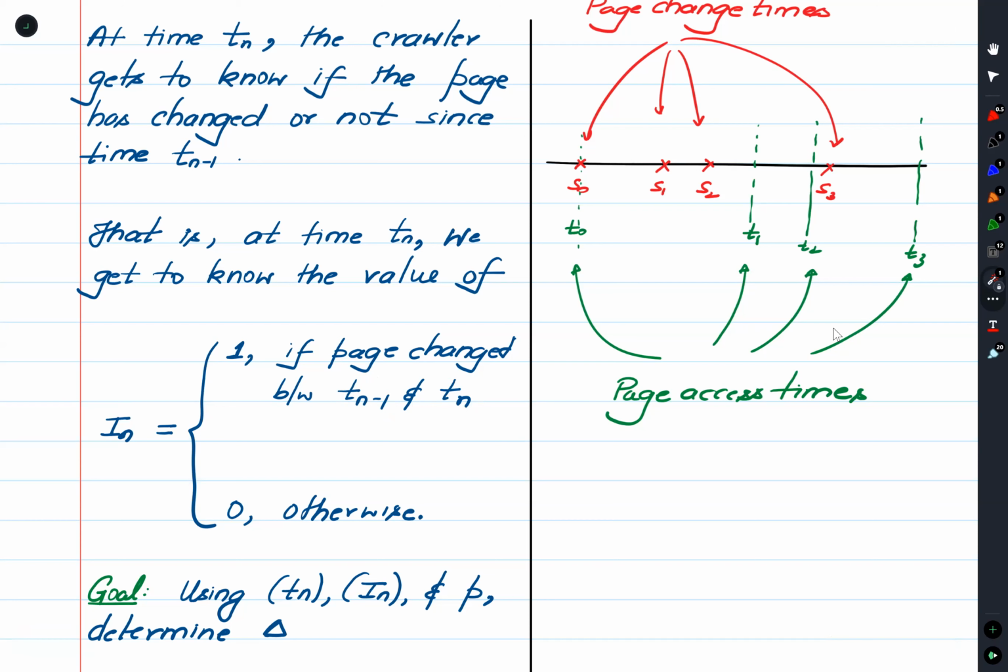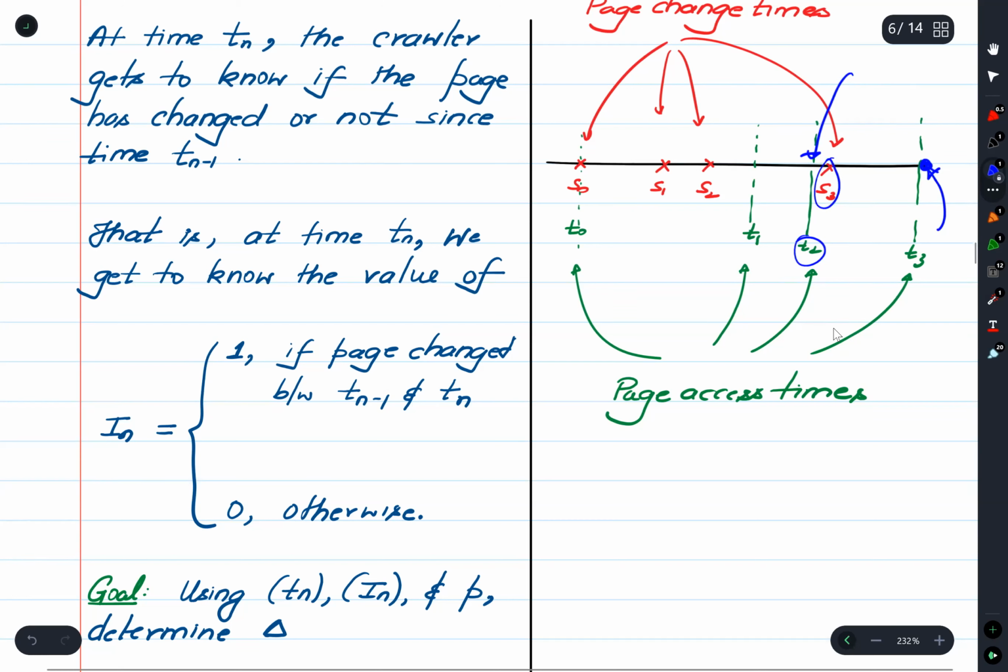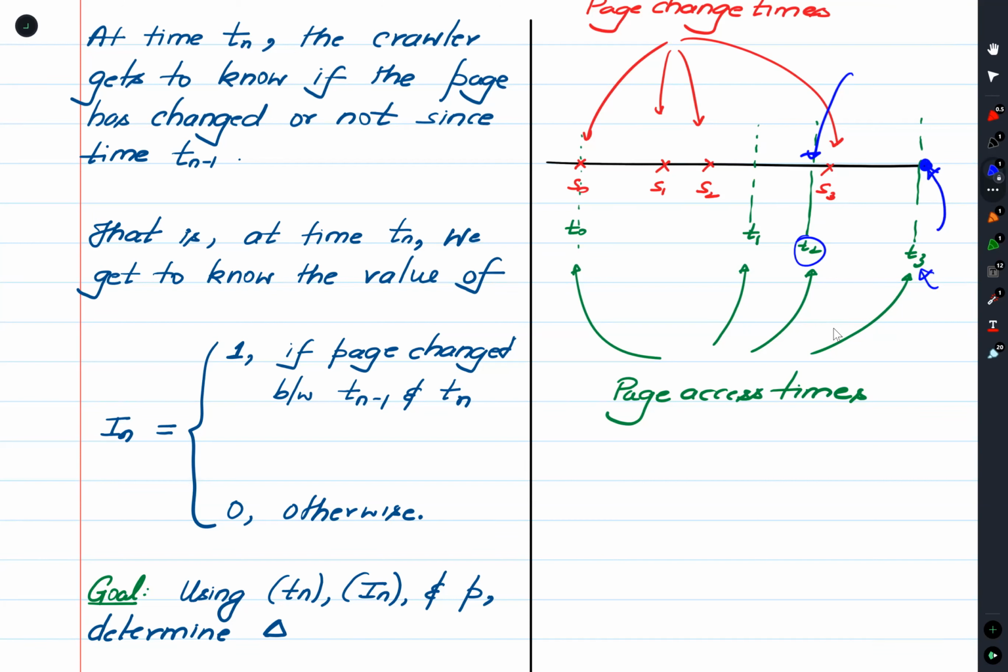So let's say it visited the page over here, right? Let's say it visited the page over here, and let's say it visits the page again at time T3. At this time, it will get to know the value of I3, right? Which will basically say whether the page changed or not, with regards to the contents at time T2, right? So clearly this page changed at time S3, which is after T2. So if you access the page at time T3, you will indeed realize that the page has changed with regards to its earlier content, right?